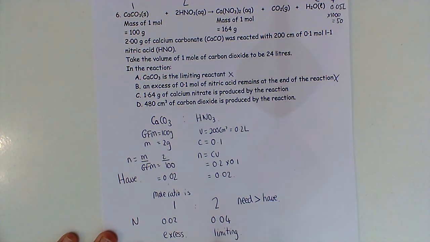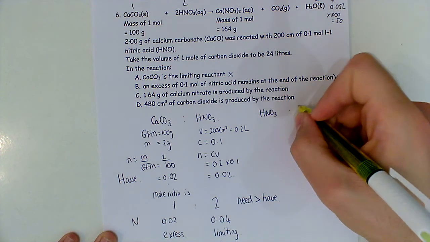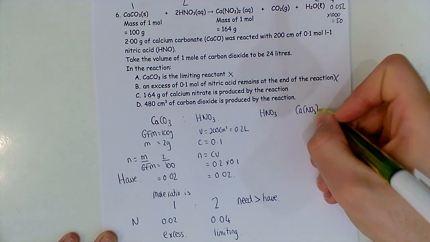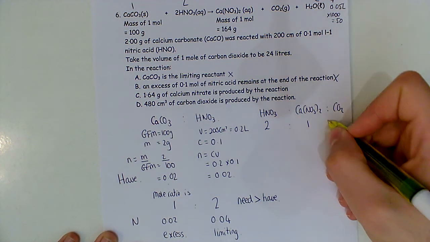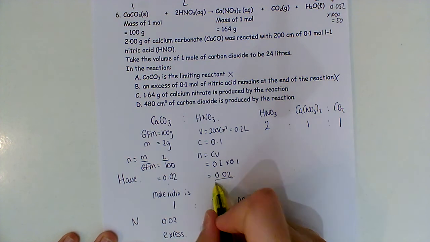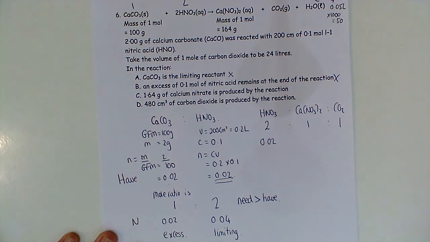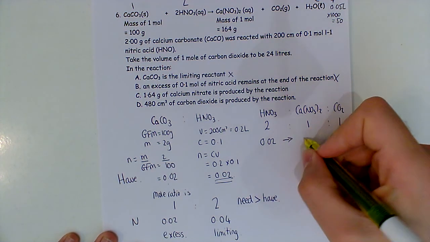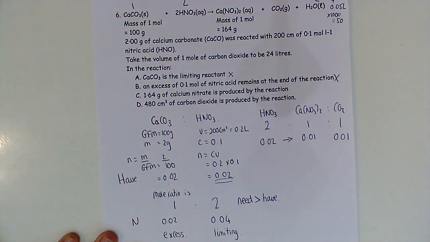And we need to think about our products. We always use our limiting reagent to predict our products. So HNO3 to Ca(NO3)2 and CO2. The ratio is 2 to 1 to 1. That's what I have of my HNO3. So I have 0.02, and that means I'm going to produce 0.01 moles of that and 0.01 moles of that. Now I just need to see which one of those is true.